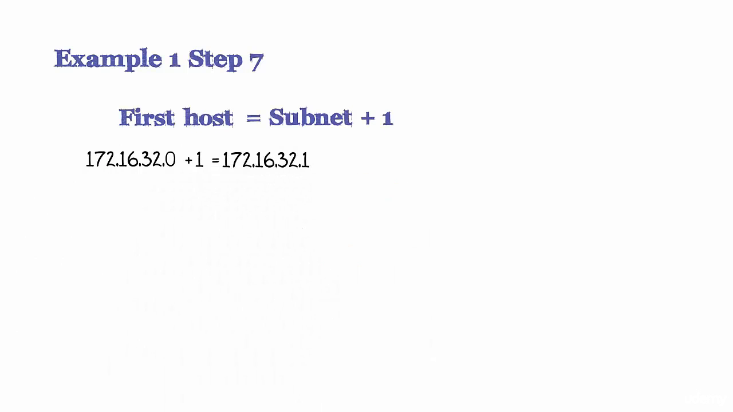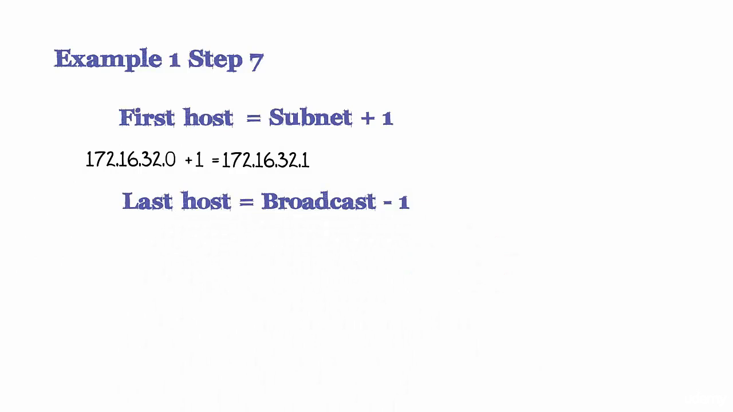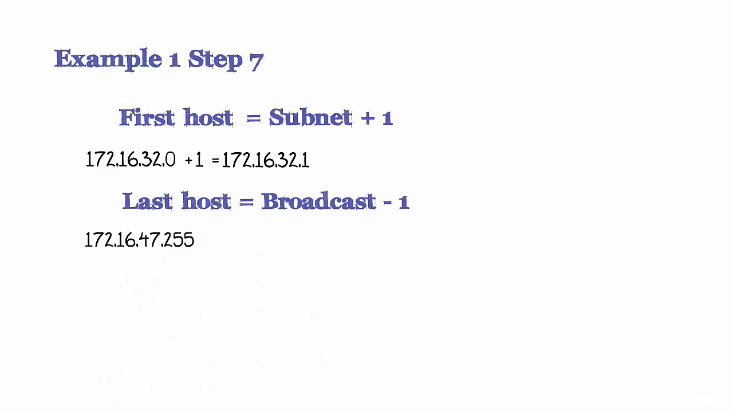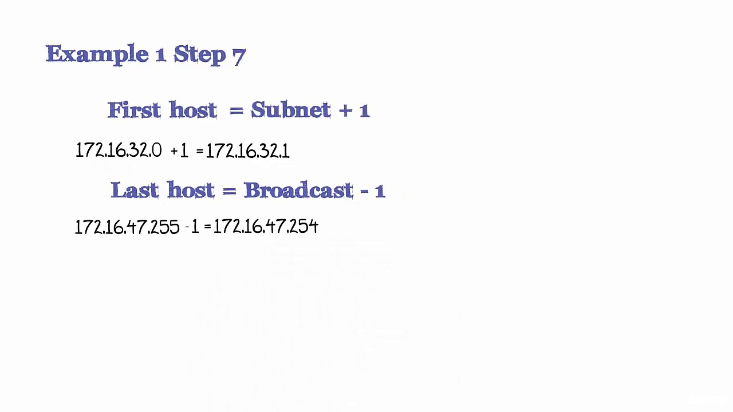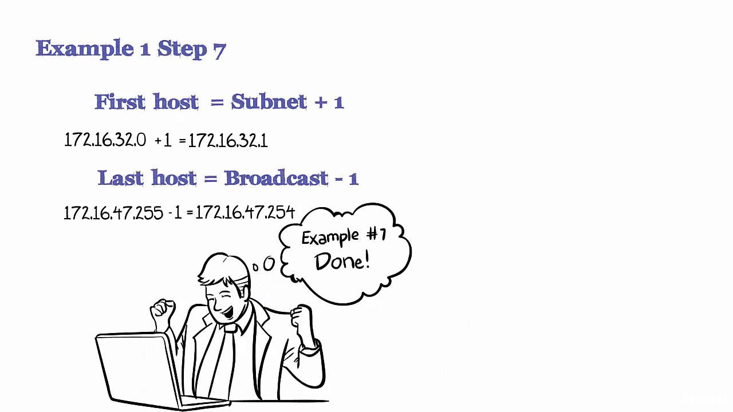172.16.32.1. The last host is equal to the broadcast address less 1. So 172.16.47.255, which is our broadcast address, less 1 is equal to 172.16.47.254. And that's it. You've worked out the answers to the question. Now initially that might seem like a lot of work, but you should be able to start doing examples within 30 to 60 seconds using this method.